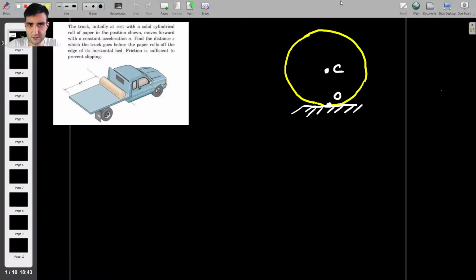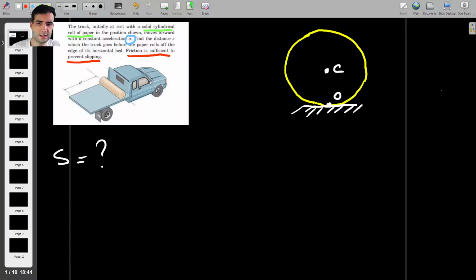So there's this truck, and there's a solid cylindrical roll of paper. This is loaded onto the back of the truck, and the truck starts moving forward, going to the right with a constant acceleration given to us as a. What we have to find is the distance s that the truck moves before the paper falls off the edge. The key thing here is that friction is sufficient to prevent slipping.